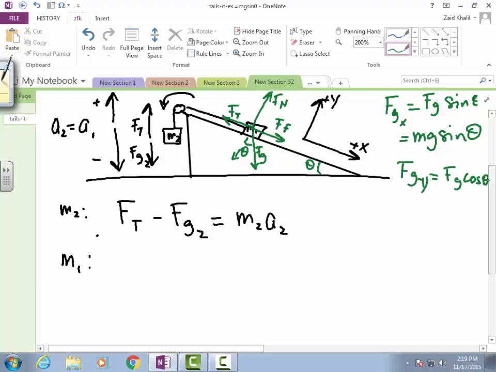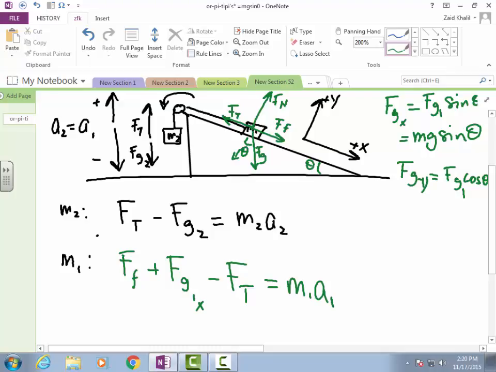And so now for M1, what do we have? We have Ff going down. We have Fgx going down, and that's actually Fg1x. And we have Ft going up, so it's minus Ft. Are there any others? Nope, so that's equal to M1A1. And so now, before I even start filling anything in, what should I do with these two equations?